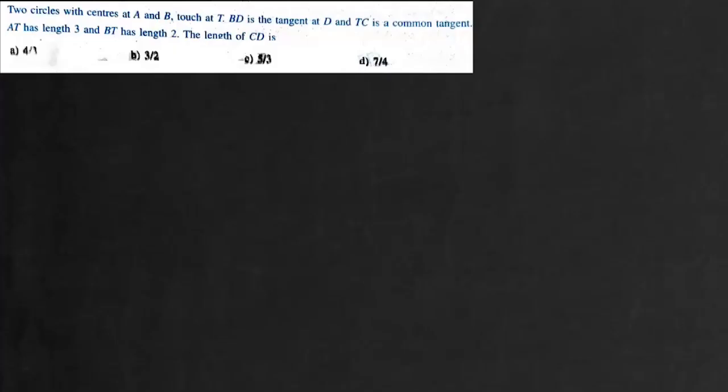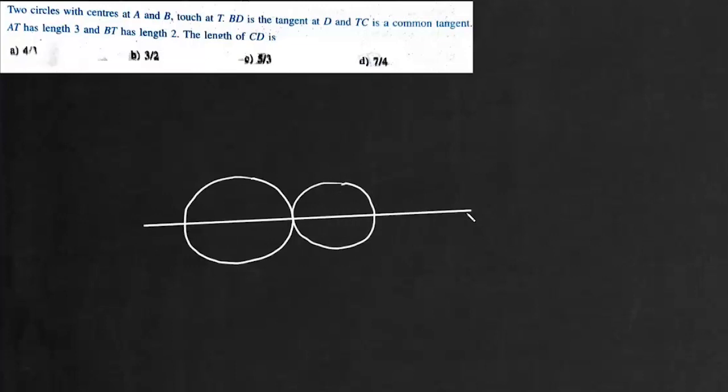Now here the question is, two circles with centers at A and B touch at T, BD is tangent at D and TC is a common tangent. AT has length 3 and BT has length 2, then the length of CD is. So we have two circles with centers at A and B. So this is your circle 1, and this is your circle 2, and their centers are at A and B, and they touch each other at this point T. Now we have a common tangent TC, and BD is tangent at D. So this BD is tangent at D, and this point is C.